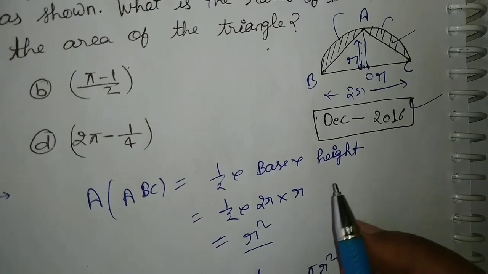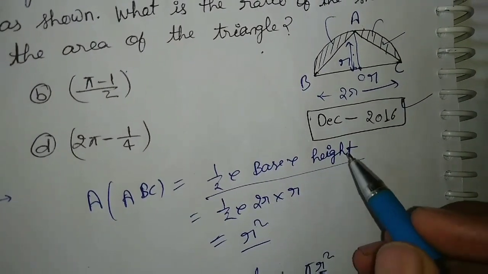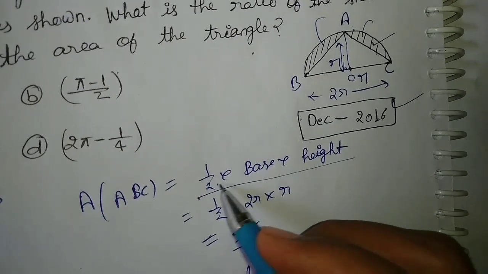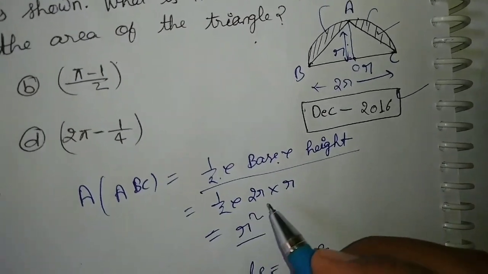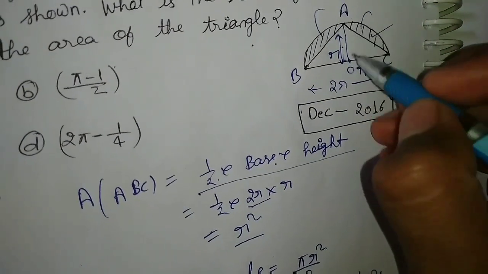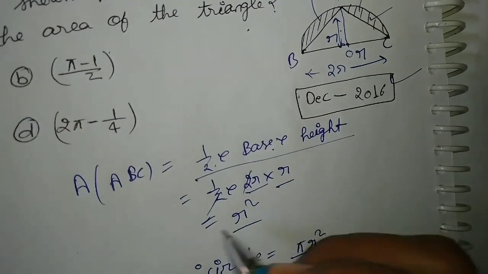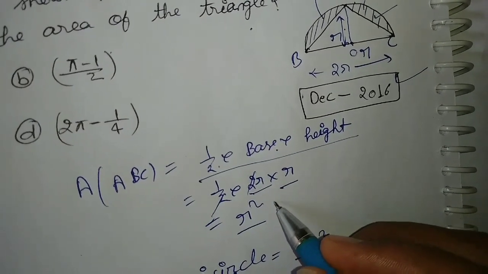Now to calculate the area of this triangle, we will just apply the basic formula, that is 1/2 of base into height. Base is nothing but BC. BC is 2R, and height is just the radius of this semicircle, that is R. So you will cancel out this 2 and 2. This will be the area of the triangle ABC, that is R square.